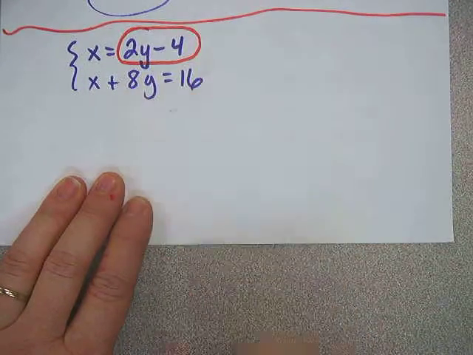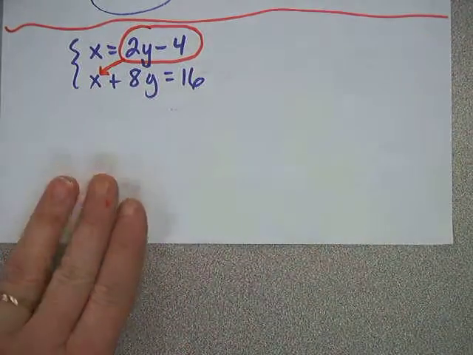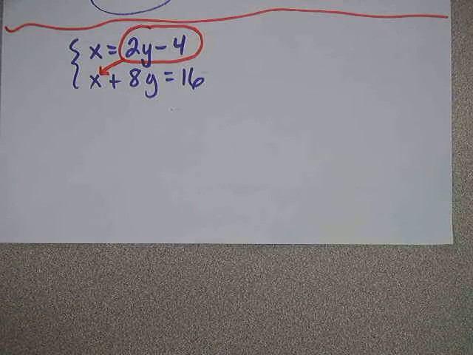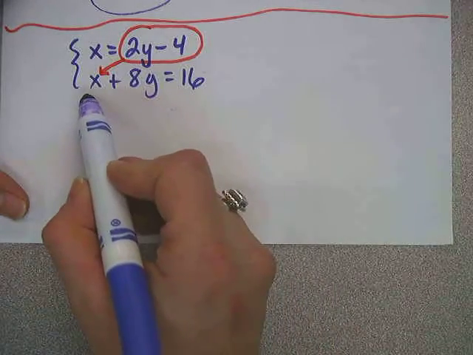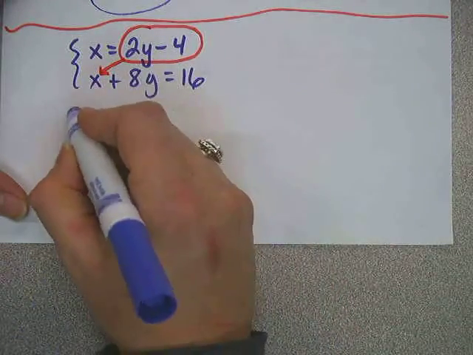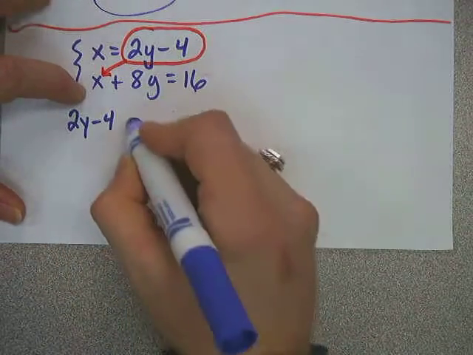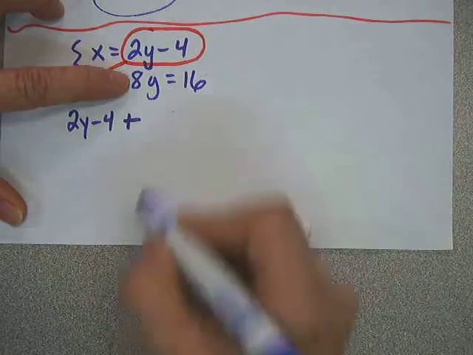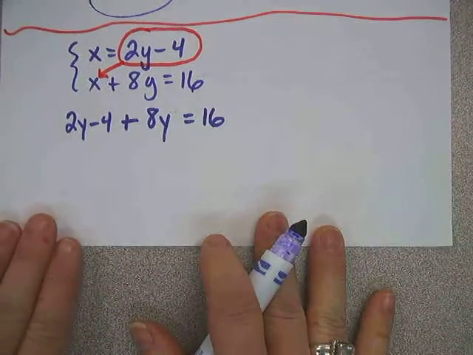So we're going to take this value that they're saying x is, and we're substituting it in place of that variable, x, in the second equation. So this is where the name substitution comes in. So then we write this equation by making the substitution. So we get 2y minus 4, which is x, plus 8y equals 16.